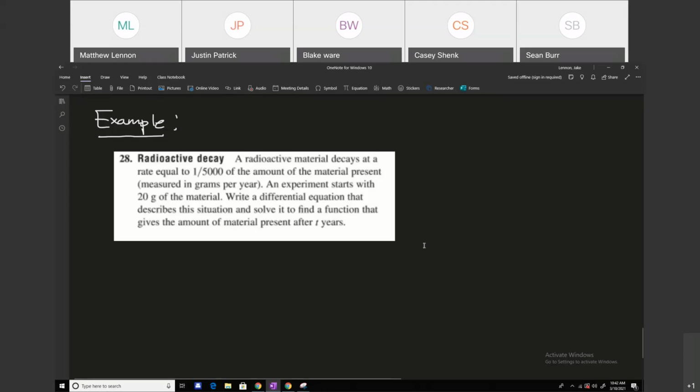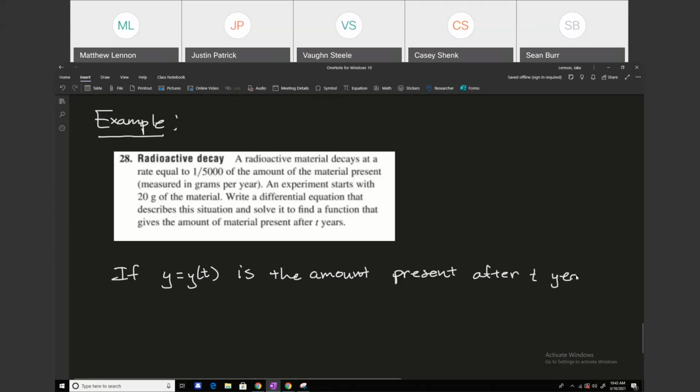So we already are kind of familiar with this type of problem. It reminds us of half-life problems, so we know essentially the answer is going to be some version of an exponential. But we can actually do this in the guise of differential equations as well. So let's say y equals y of t is the amount present after t years. Basically, we have dy over dt is 1/5,000 times y. And we know our initial amount we said was y of 0 is equal to 20, right?